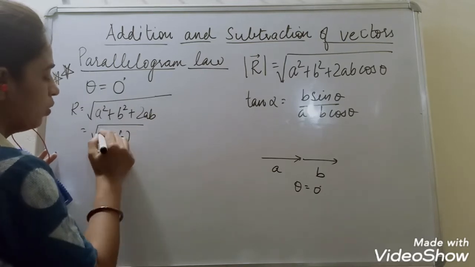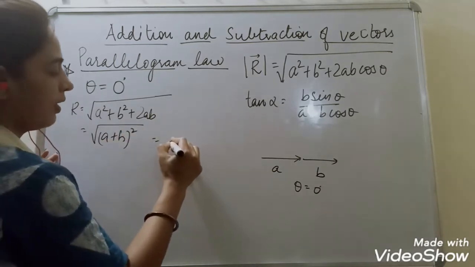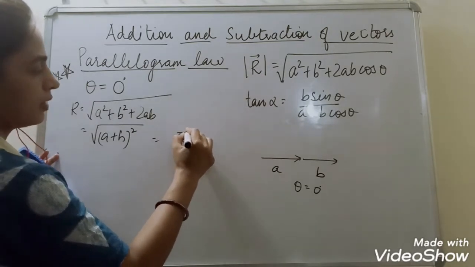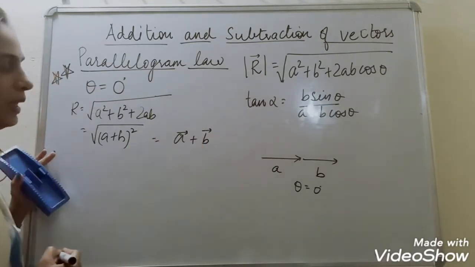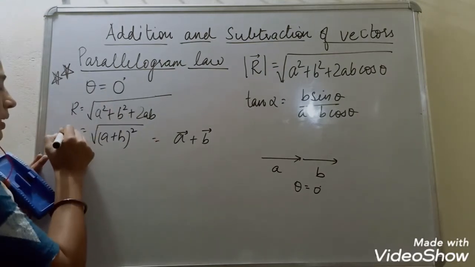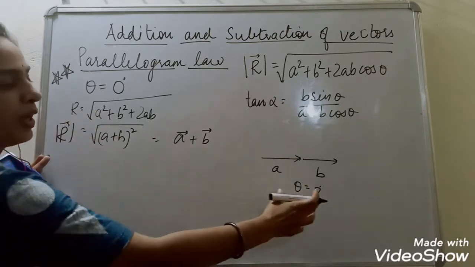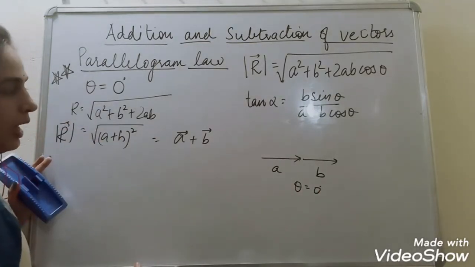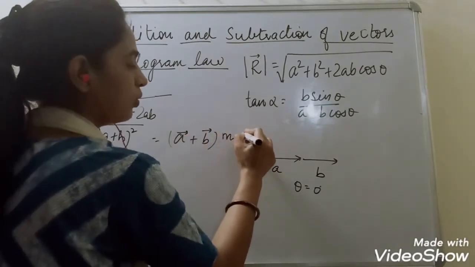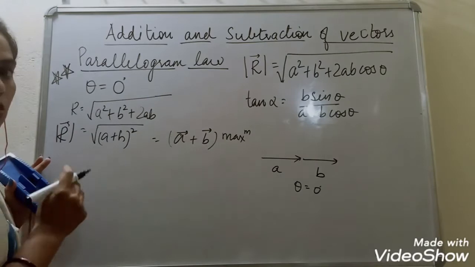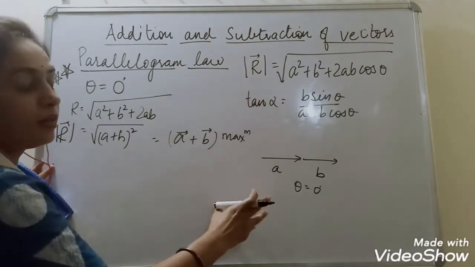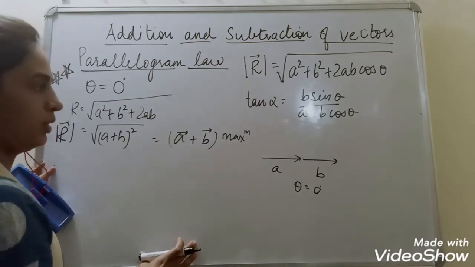Cos 0 is 1. So the square root of A squared plus B squared plus 2AB is the square root of (A plus B) whole squared, or we can write it as (A plus vector B) whole squared, and the square root gets cancelled. So the magnitude of the resultant when two parallel vectors are added is A plus B, and this is the maximum value of the resultant. So we get the maximum resultant when the angle between the two vectors is 0 degree.